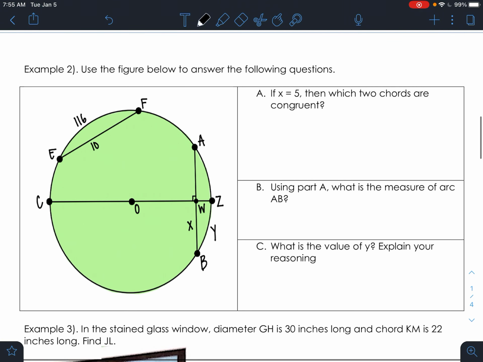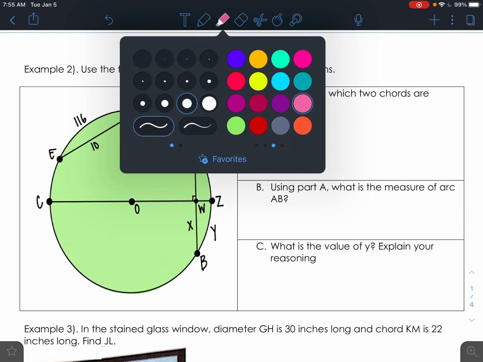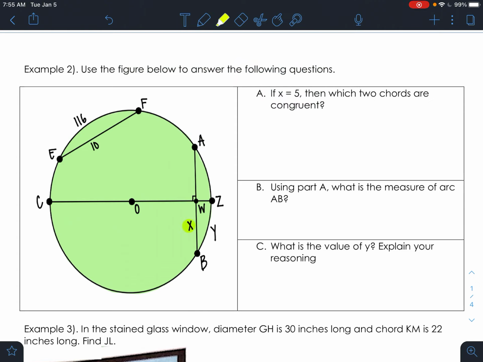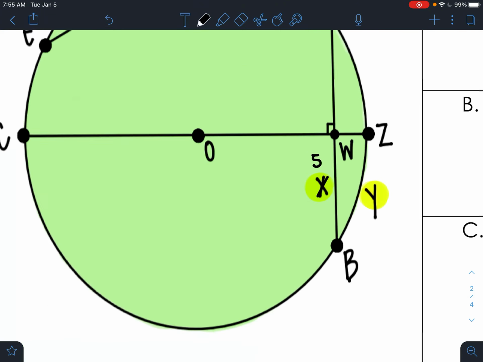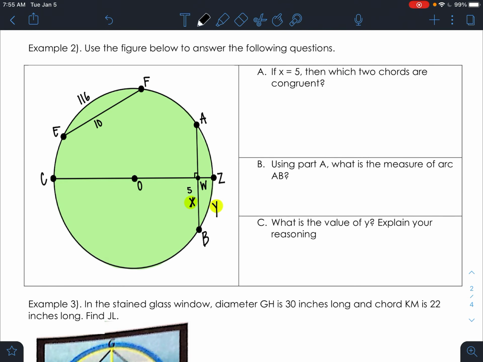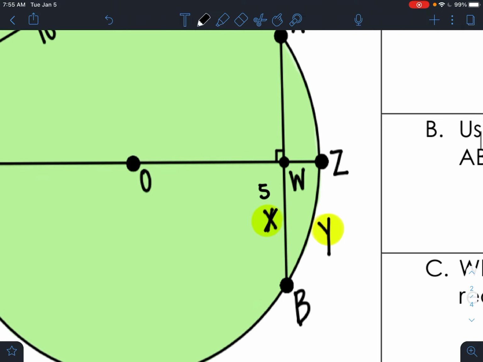Okay, let's try example 2 now. All right, so example 2 has a little bit more depth to it. It says, use the figure below to answer the following questions. And what I want you to focus on, they're a little hidden right here, is an X and Y, which are variables, okay? So it says here if X is equal to 5. So if we know X is equal to 5, which two chords are congruent, okay?